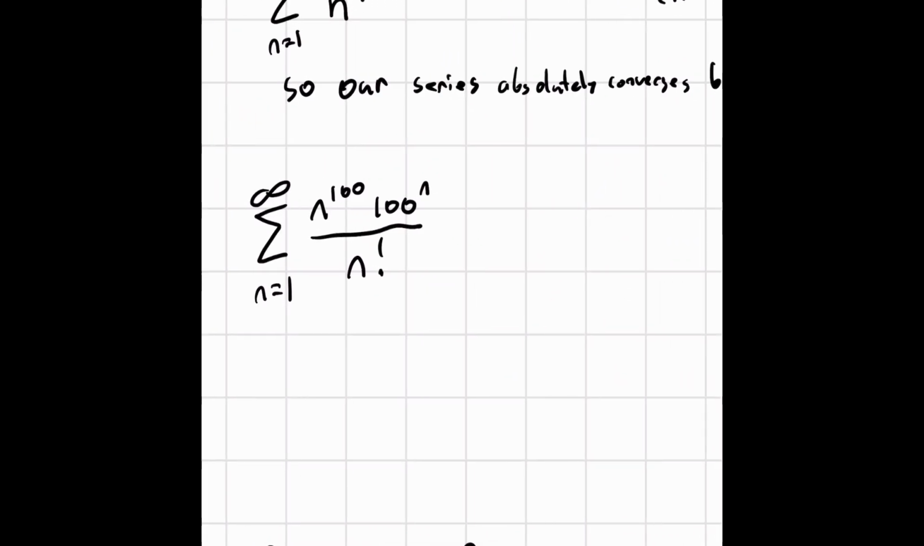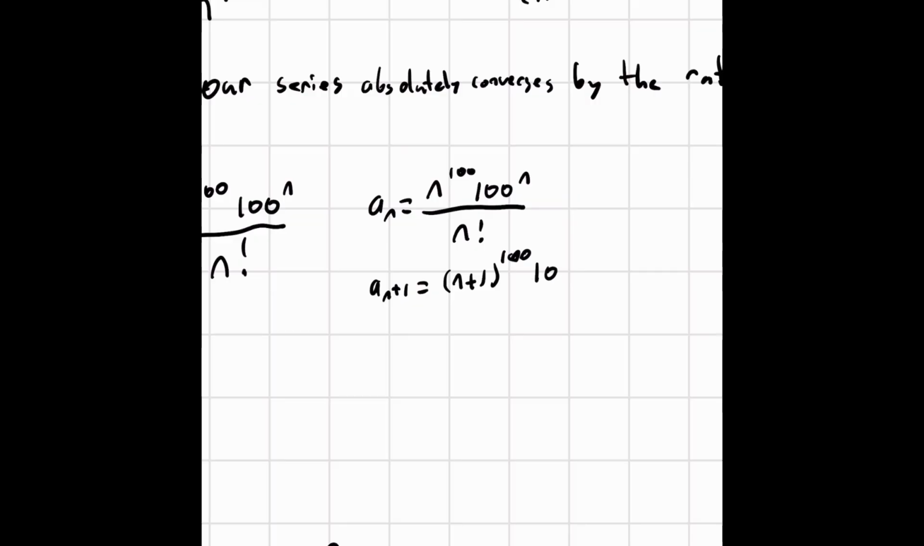Okay. So next, let's consider this problem. Now once again, we see a factorial, so that really motivates us to do the ratio test. So the nth term is n to the 100th times 100 to the n, divided by n factorial. The n plus 1 term is (n plus 1) to the 100th times 100 to the n plus 1, divided by (n plus 1) factorial.